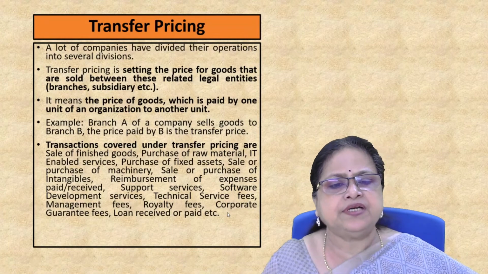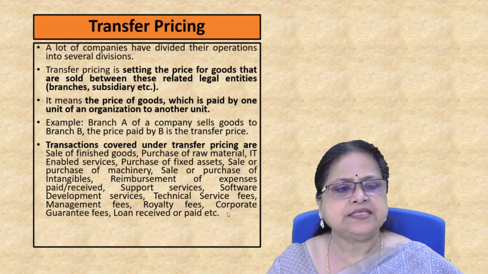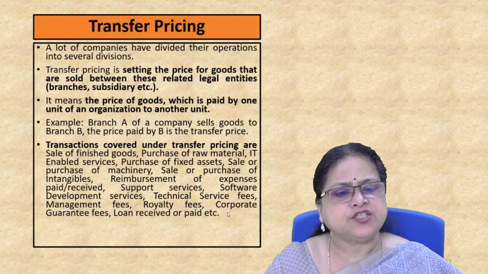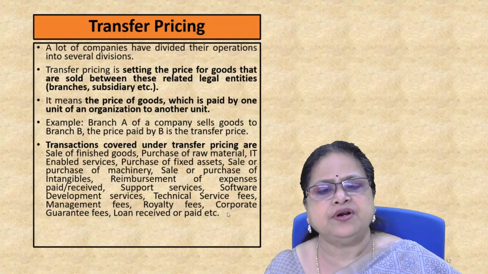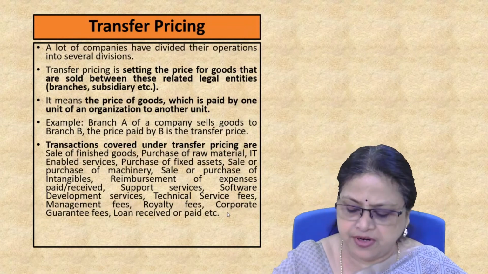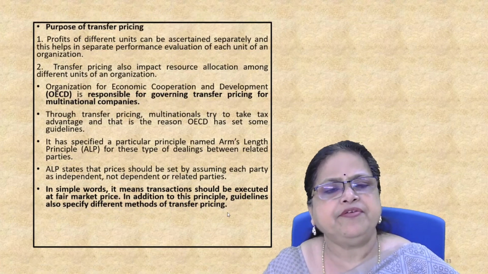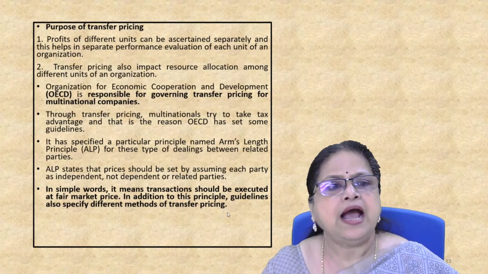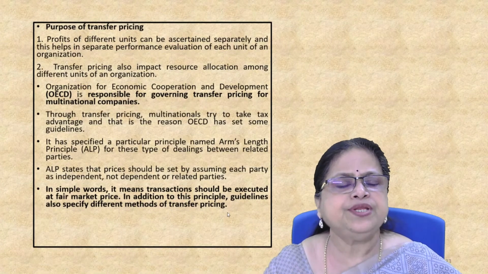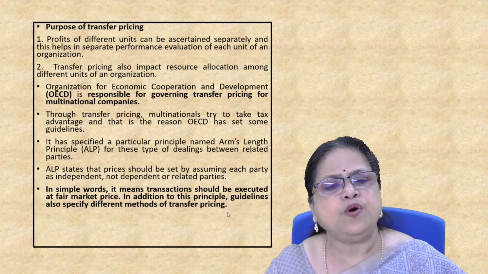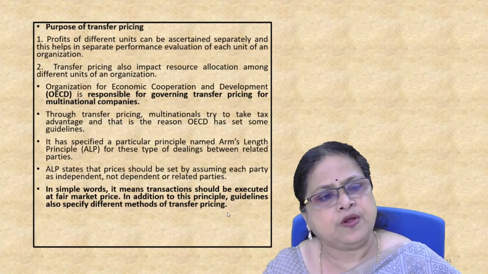Now, transactions covered under transfer pricing are sale of finished goods, purchase of raw materials, IT-enabled services, support services, etc. So many examples are there, and these types of transactions are covered under transfer pricing. The purpose of transfer pricing is that profits of different units can be ascertained separately, and this helps in separate performance evaluation of each unit of an organization. Transfer pricing also impacts resource allocation among different units of an organization.